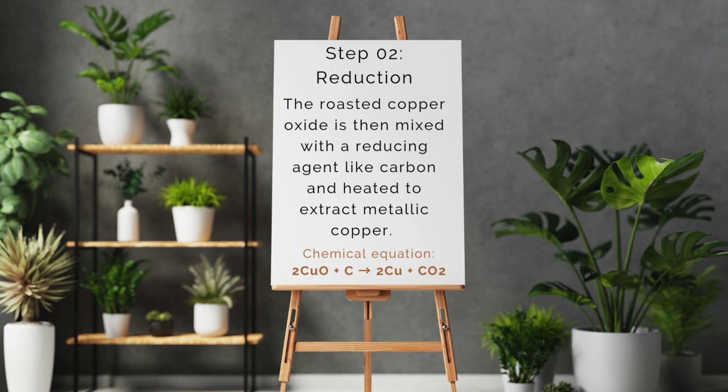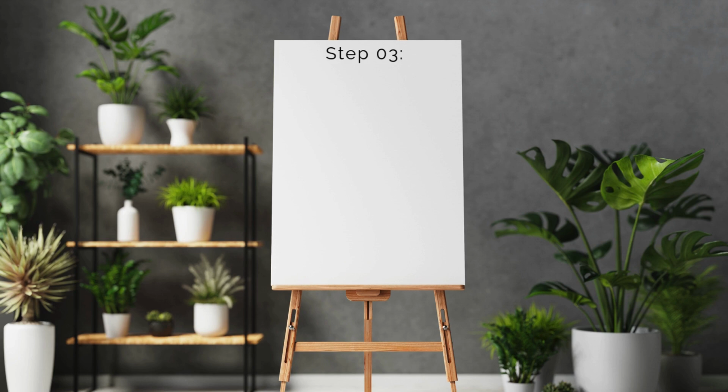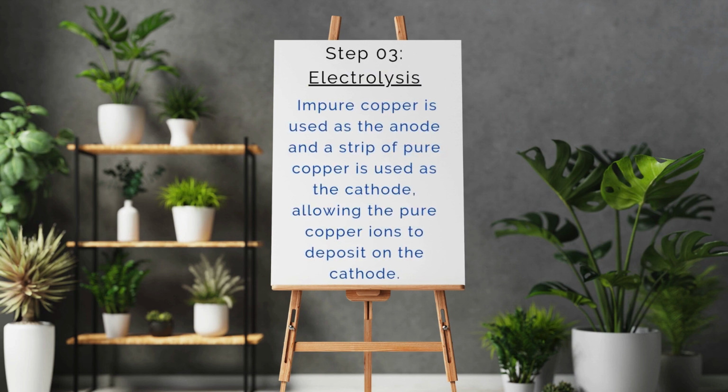But to achieve high purity copper, the extracted copper is further refined through electrolysis, where impure copper is used as the anode and a strip of pure copper is used as the cathode, allowing the pure copper ions to deposit on the cathode.